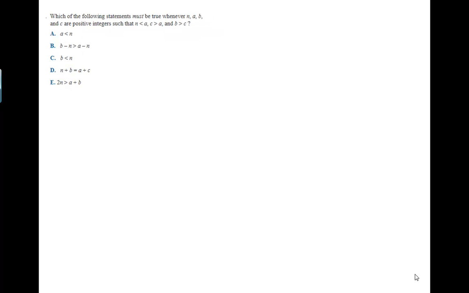Which of the following statements must be true for n, A, B, and C? N is less than A, C is greater than A, B is greater than C. Well, I'm already a little confused because I like things to point in the same direction. So let's just change them so they all do. Let's rewrite that. A is less than C, C is less than B, and I notice something interesting. N is less than A is less than C is less than B. Already I eliminate the possible answers A and C. They're both wrong.